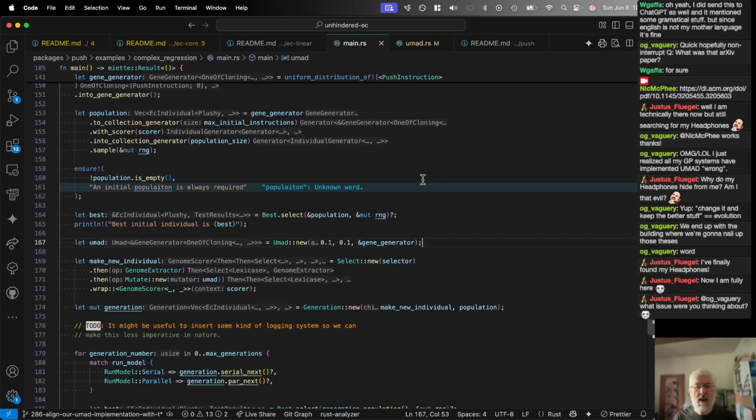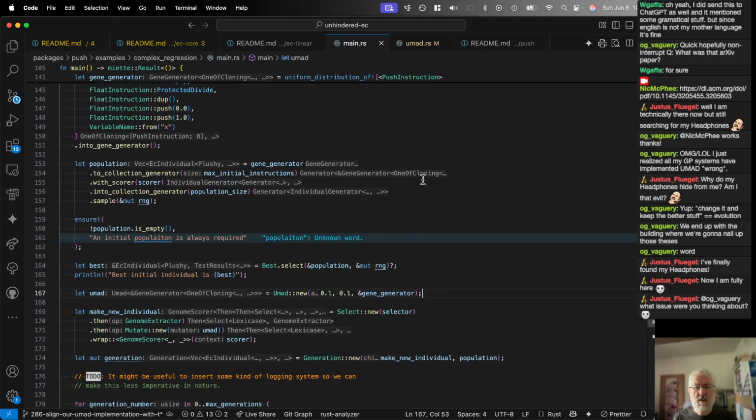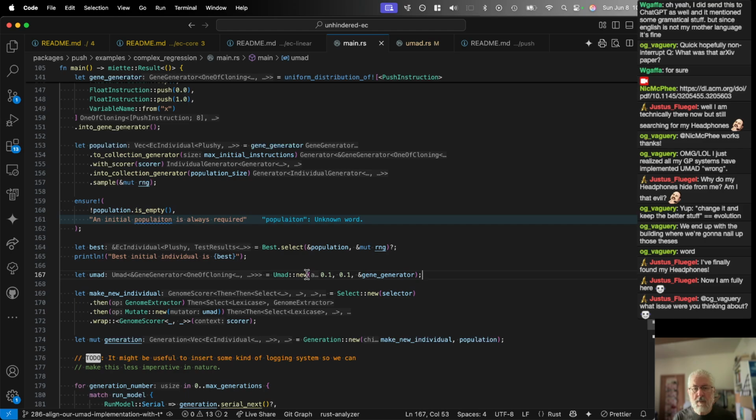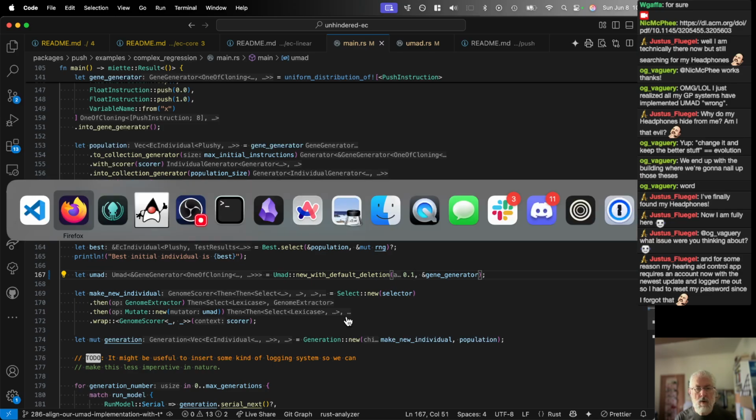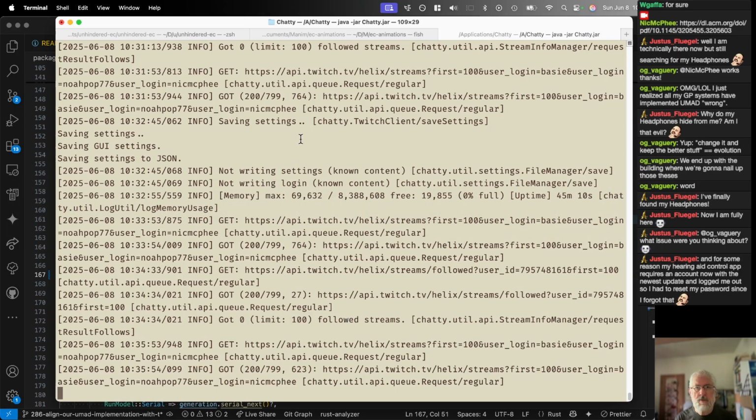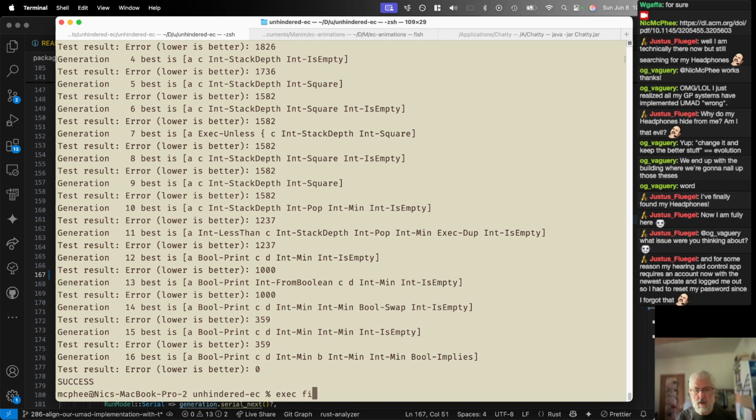And then here, which one is this? This is complex regression. So we ought to be able to change this to new with default deletion and get rid of U. And now we ought to be able to come over here. Oops, exact-ish.